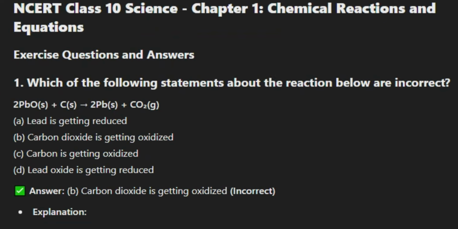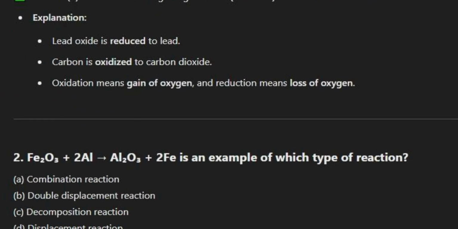B. Carbon dioxide is getting oxidized, which is incorrect. Explanation. Lead oxide is reduced to lead. Carbon is oxidized to carbon dioxide. Oxidation means gain of oxygen, and reduction means loss of oxygen.